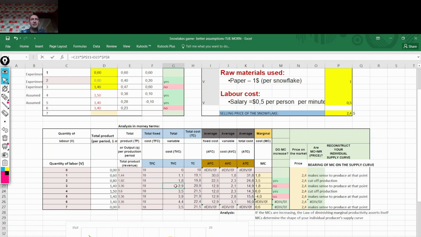Okay, then it's 2.9 as I said. Okay. 1.5 on account of labor, variable labor costs, plus the raw material cost to make 1.4 snowflakes with 3 workers working.